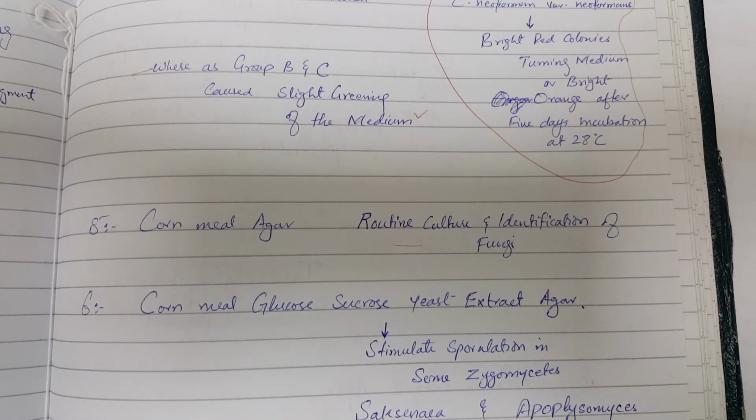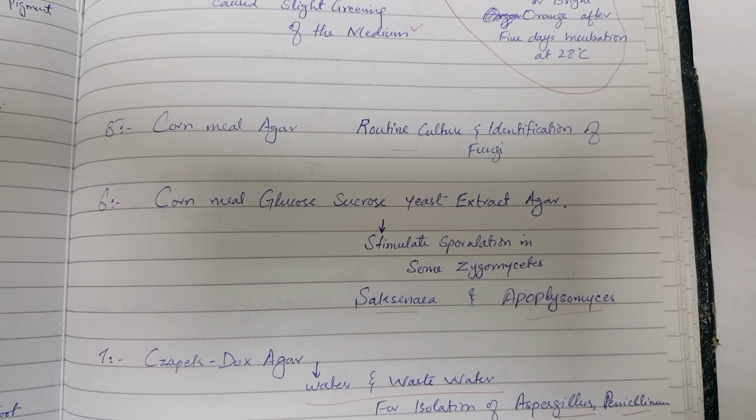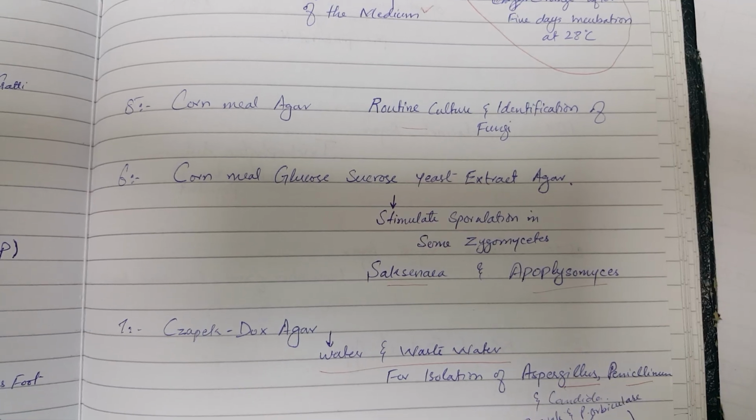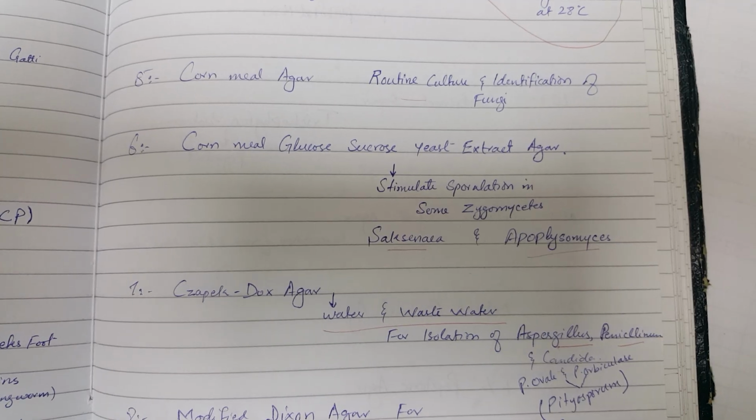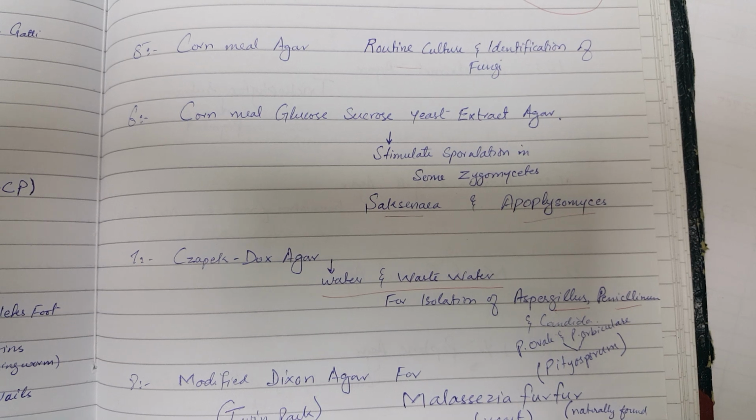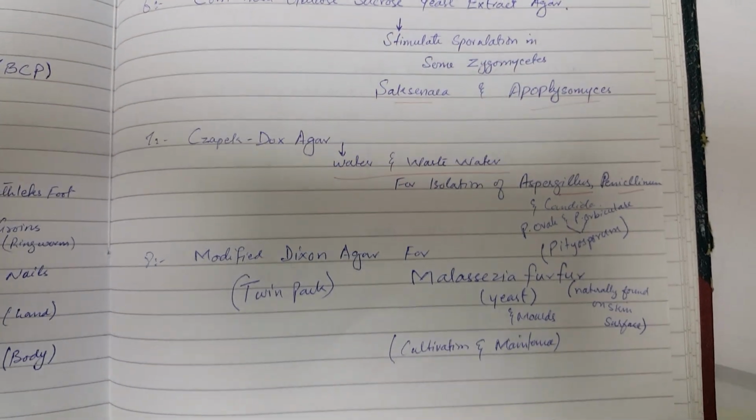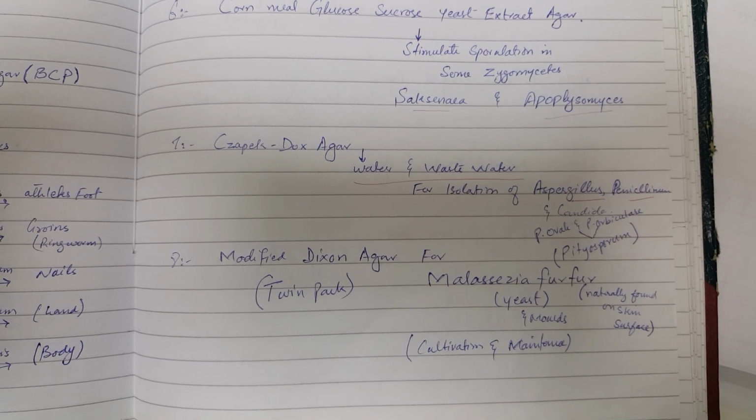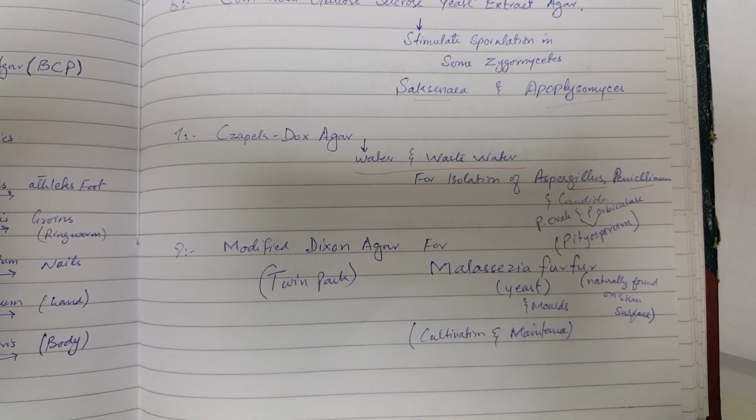Cornmeal agar is used for routine culture identification of fungi. Cornmeal glucose sucrose yeast extract agar is used for stimulating sporulation in some zygomycetes like Saksenaea and Apophysomyces. Czapek Dox agar is used for water and wastewater for isolation of Aspergillus, Penicillium and Candida. And modified Dixon agar with Tween is basically used for the normal flora of the skin, that is Malassezia furfur.